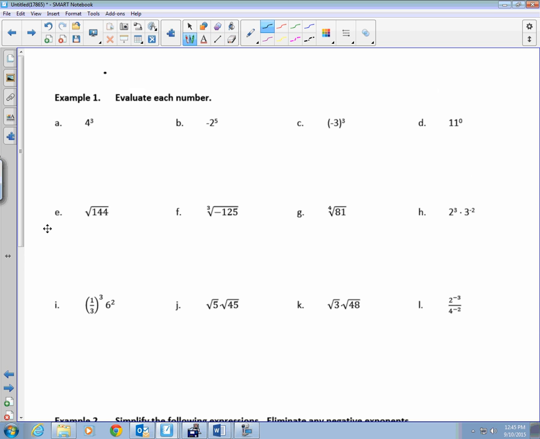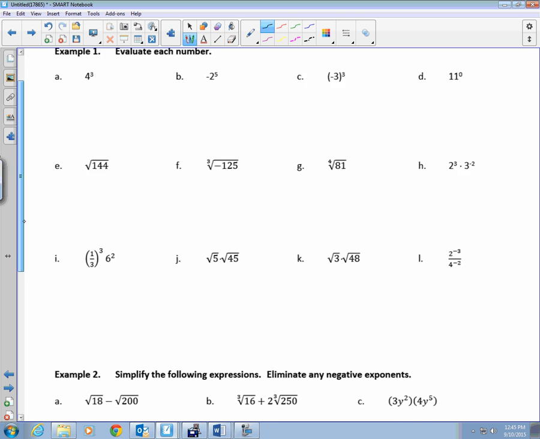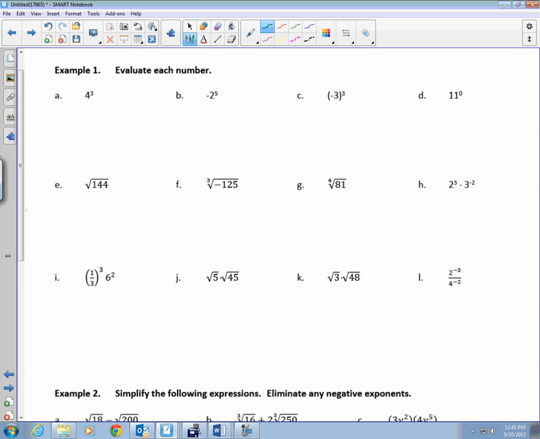Let's apply them now and do some problems quickly. Some basic exponents. We'll just do example 1, a through l, and then we'll give you your assignment. Evaluate number 4 to the third is 64. Negative 2 to the fifth. Do you apply the 5 to the negative or just the 2? Just the 2. This is negative 2 times 2 times 2 times 2 times 2. That's what that is. It's not the negative 5 times. It's just the 2 5 times, then the negative.